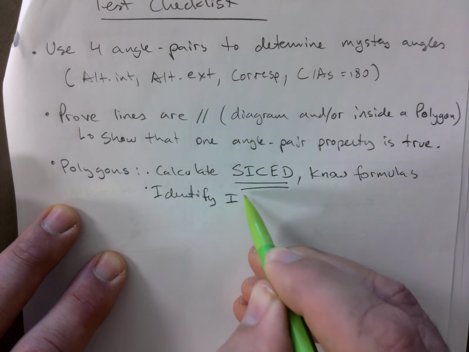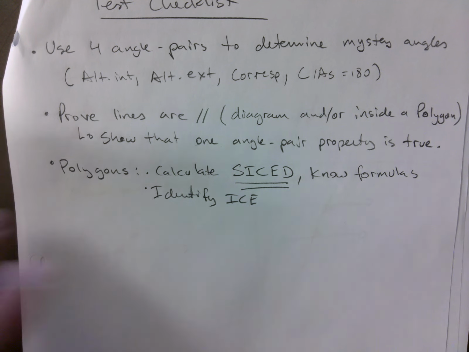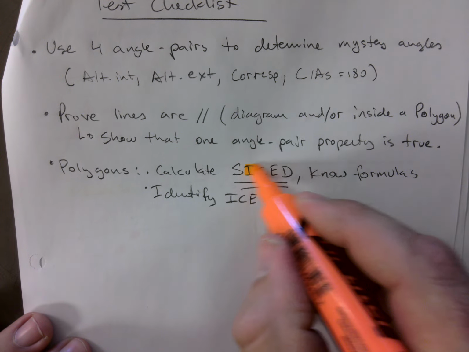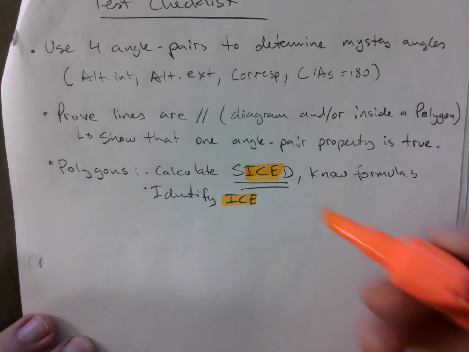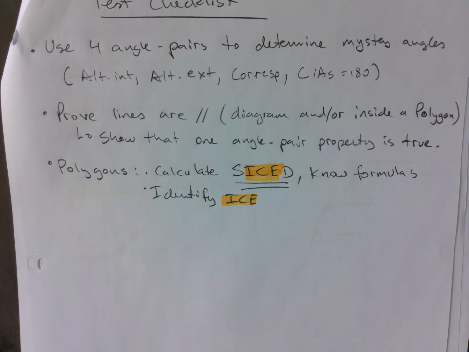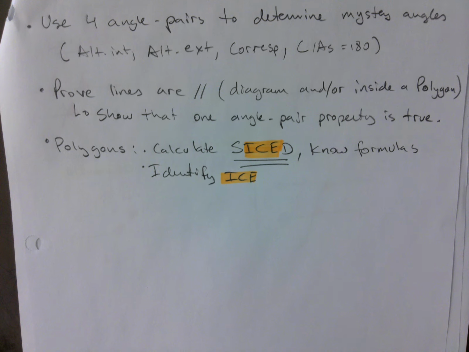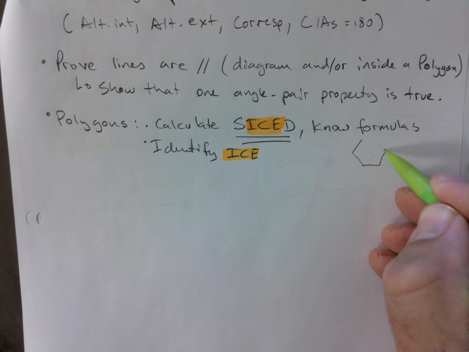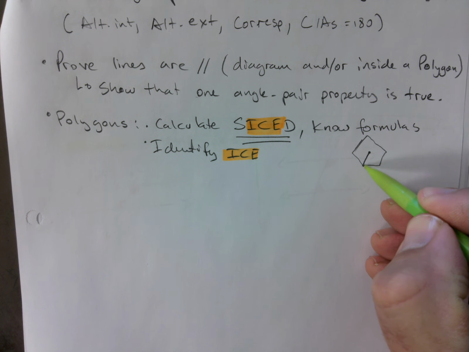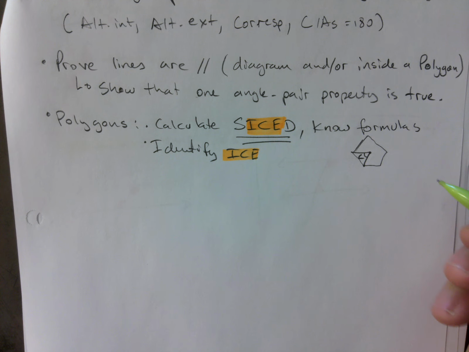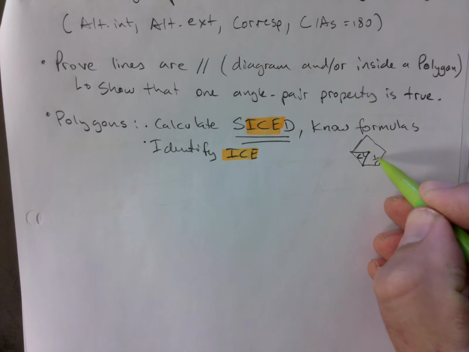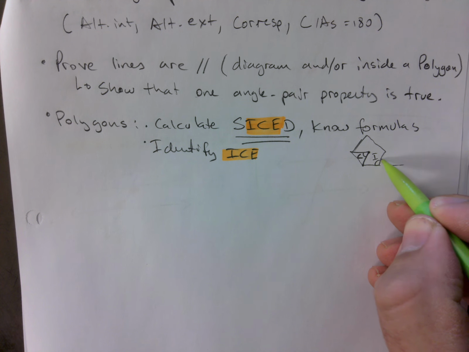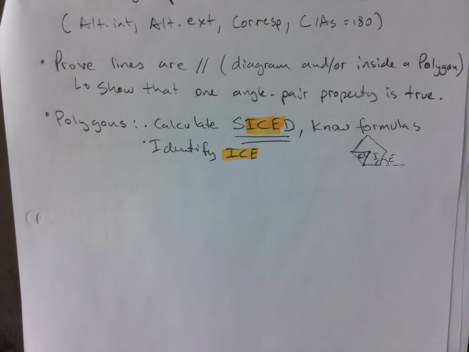Identify CIE, right? Like the 3 here, you should be able to identify it actually located inside a polygon. Okay. I'm going to make a quick pentagon here. This is C. This is I, and this is E. Hope you can see that.